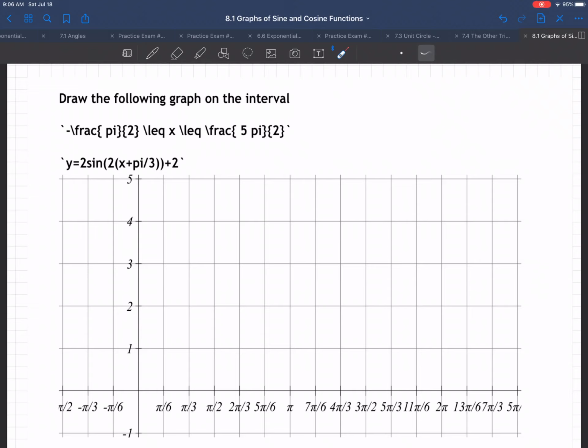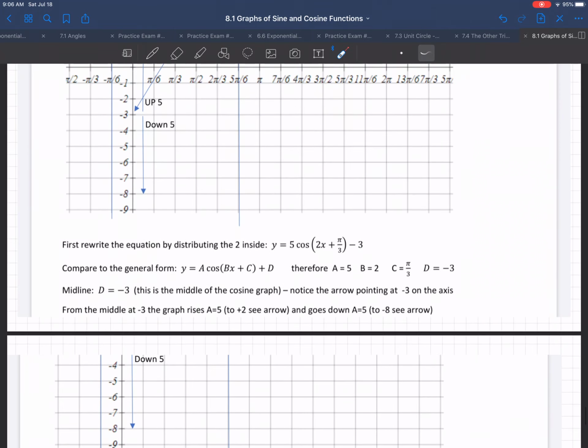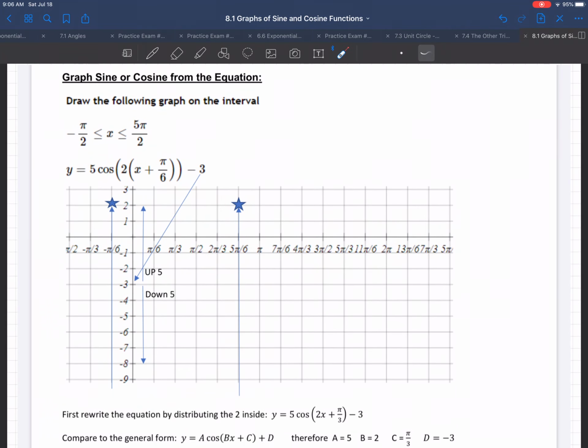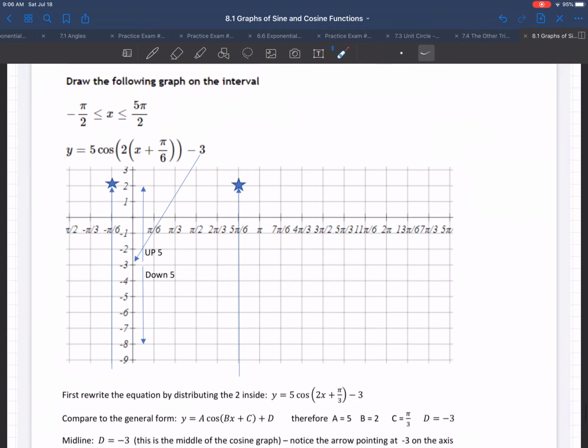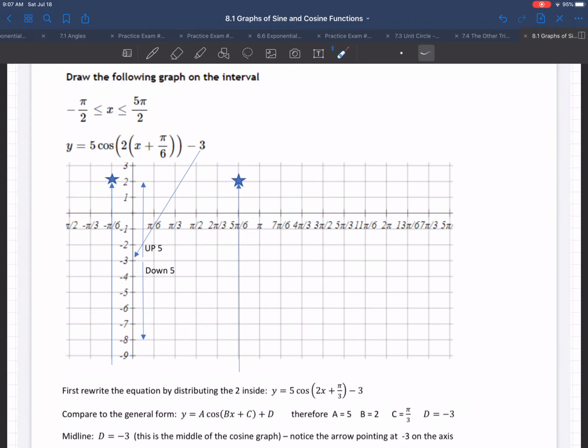Here's an example of graphing y equals 2 sine of 2 parentheses x plus pi over 3 plus 2. So, how do we do it? Well, let's come to our notes for graphing sine or cosine. First, rewrite the equation by distributing the 2 inside. So, if you have something inside, boom, boom, you need to distribute it.